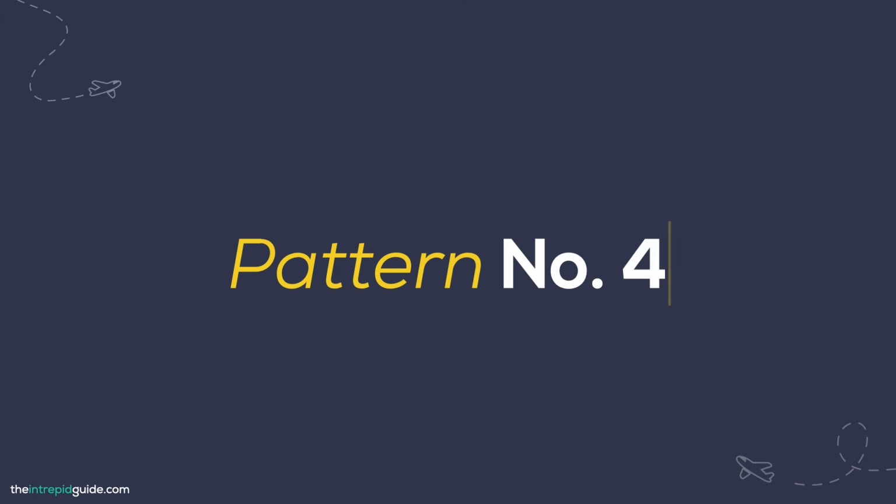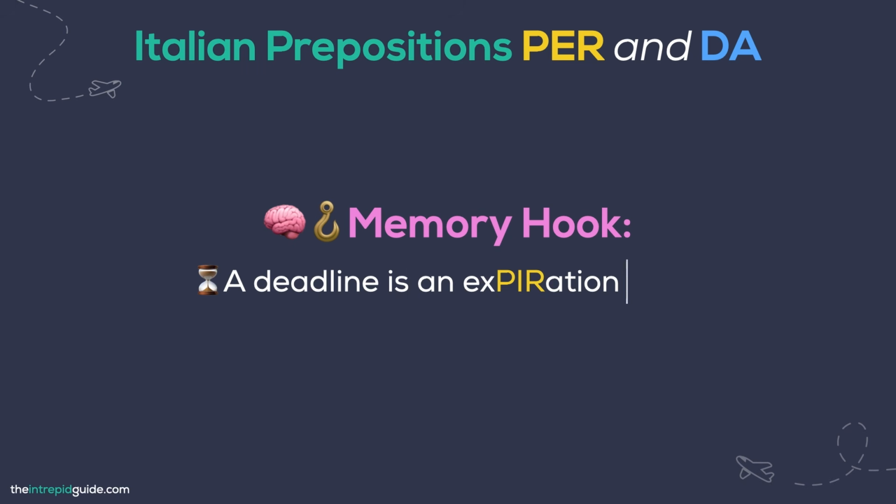Next, you're going to learn a memory trick that makes deadlines impossible to forget. Now, let's say you're back in class and the teacher assigns some homework. You want to make sure that you've understood when it's due, its deadline. How do you ask that in Italian? Here's an easy trick to remember it. A deadline is an expiration date.